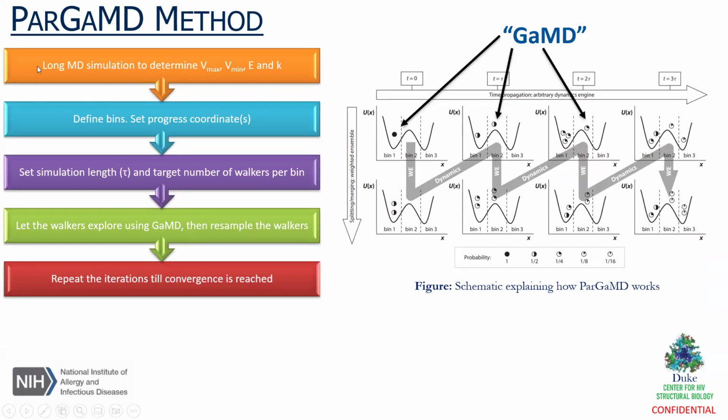What we do is we first run a short MD simulation, where we determine the standard GAMD parameters. And then, sorry, 2 nanoseconds. I did 2 nanoseconds for Chignolin. It's a small system.